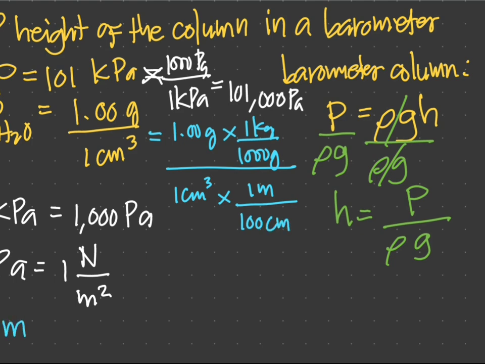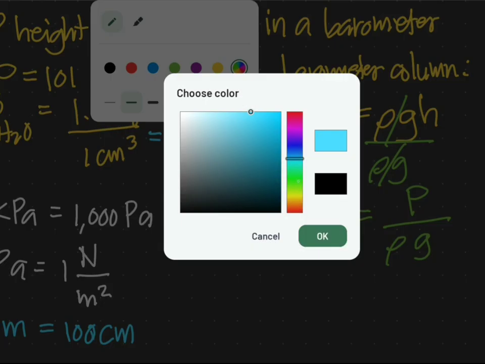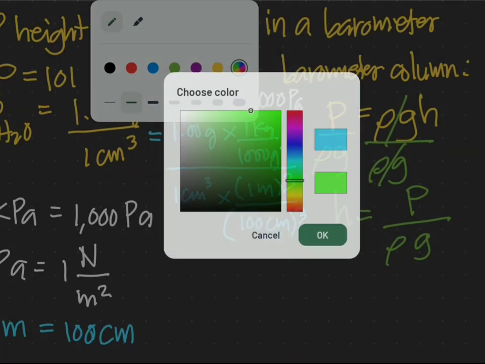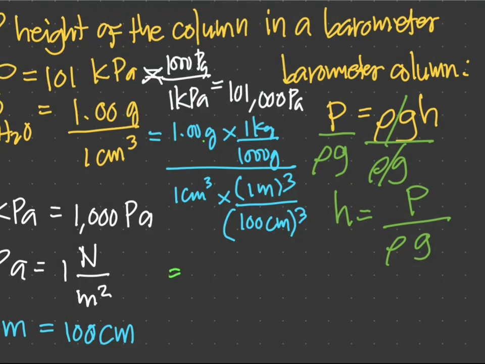Okay? You need to familiarize yourself with the basic unit conversions. You have to memorize all of those, especially those common units. So 1 meter is equal to 100 centimeters, and we need to cube this so we convert that to cubic meters. We cancel out the grams here, and we cancel out the cubic centimeters.